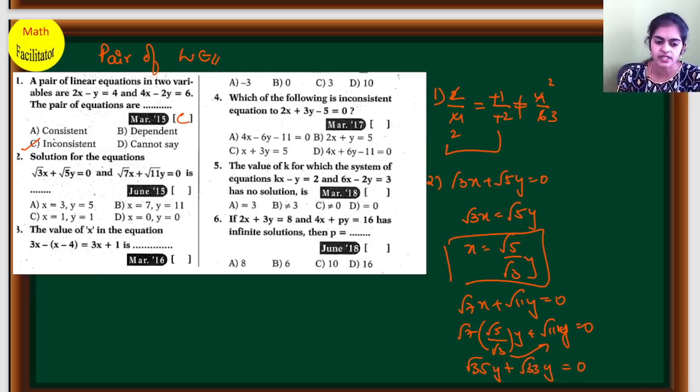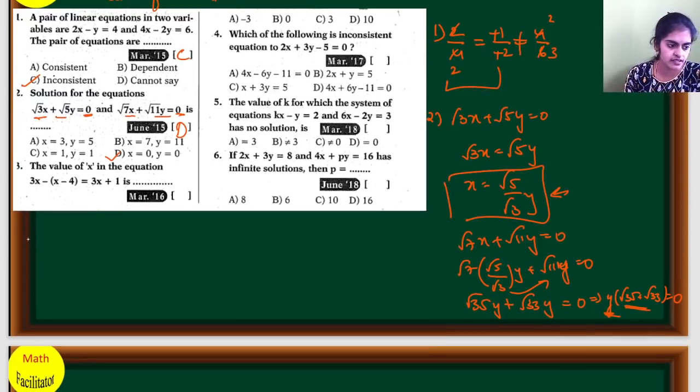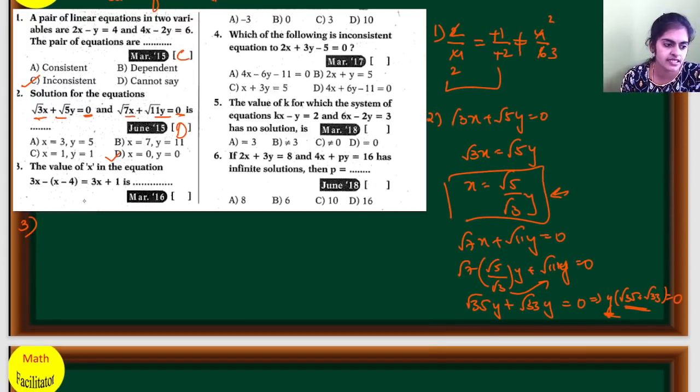Root 3 transposed to the other side will be 0. Now again from this I can take y common, so I'll have root 35 plus root 33 equal to 0. Now this cannot be equal to 0, so y should be equal to 0. So if y is equal to 0, substituting here, again x is 0. So the answer is 0, 0. And always remember, when you have something like this without any constant term, the answer will usually be 0, 0.